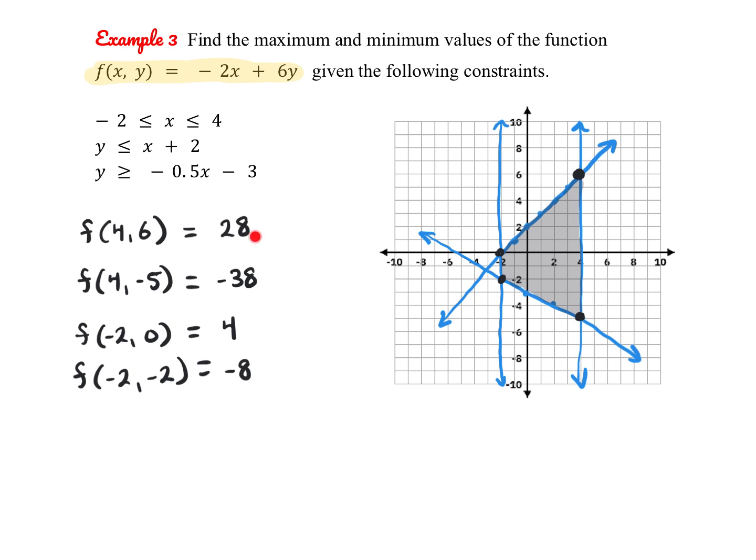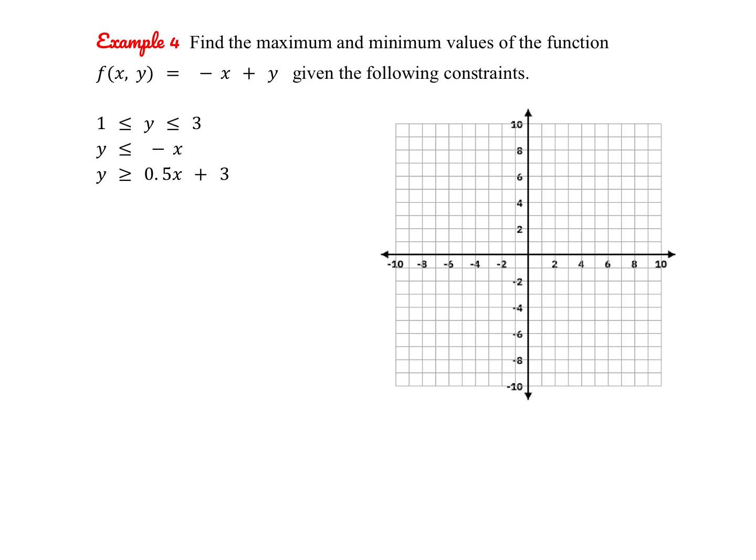So then we look at those values, and we can see that -38 would be our minimum value. And we can achieve that minimum value when x is 4 and y is -5. And we could see that our maximum value is 28, which is achieved when x is 4 and y is 6. So this is our max, and this is our min.